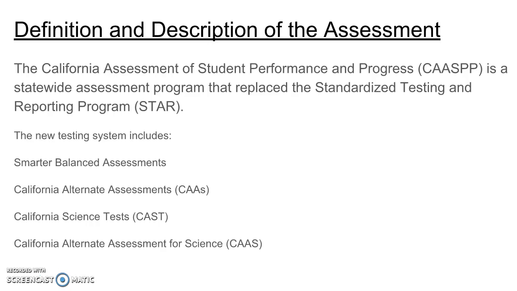The California Alternate Assessment for Science is for students who cannot take the science assessment. So these are students, again, with significant cognitive disabilities. These tests are computer-based and are offered one-on-one.